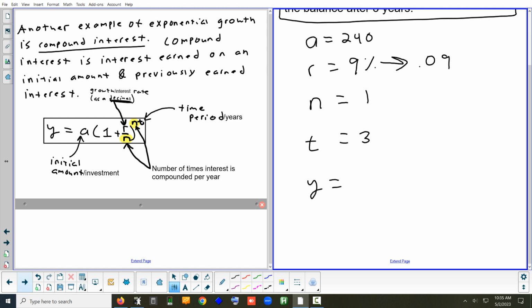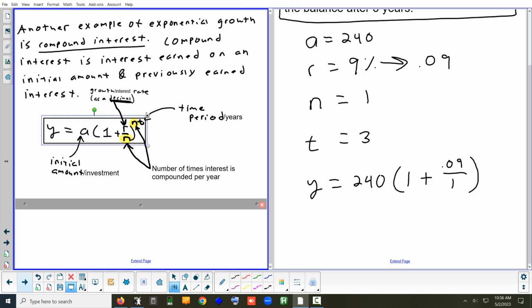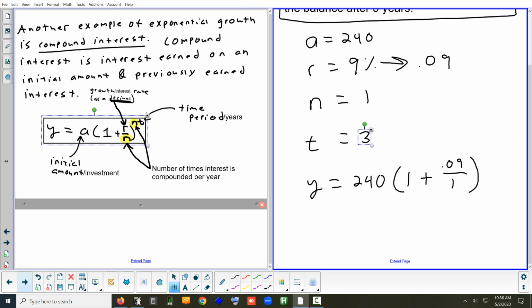So now let me just write the formula. 240 times 1 plus R is 0.09. And technically in this problem, you don't need N because N is 1. And if you divide something by 1, does that change it at all? No. We'll put it in because it might not always be a 1. And then it says N times T. 1 times 3. Okay. So now we just type that in on the calculator and that's our answer.